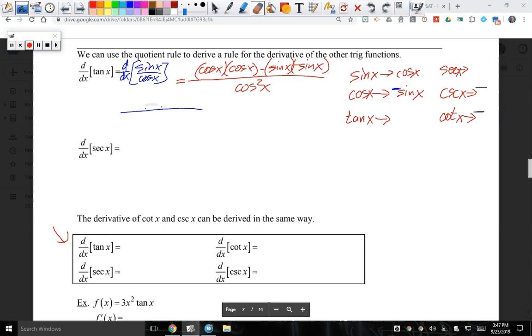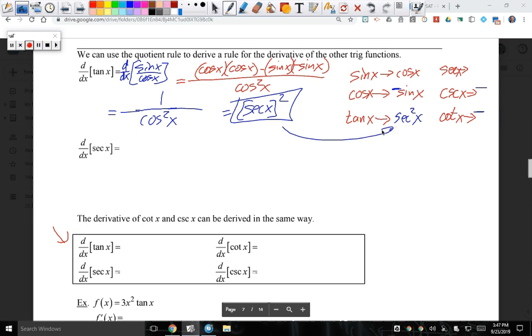And it's going to be 1 over cosine squared. What's 1 over cosine? Secant. So what's 1 over cosine squared? Secant squared. So the derivative of tangent is secant squared. It's the same as this, but please don't write it like this. You will write it like that whenever you're using it for the calculator, but I want the final answer to be written like that.